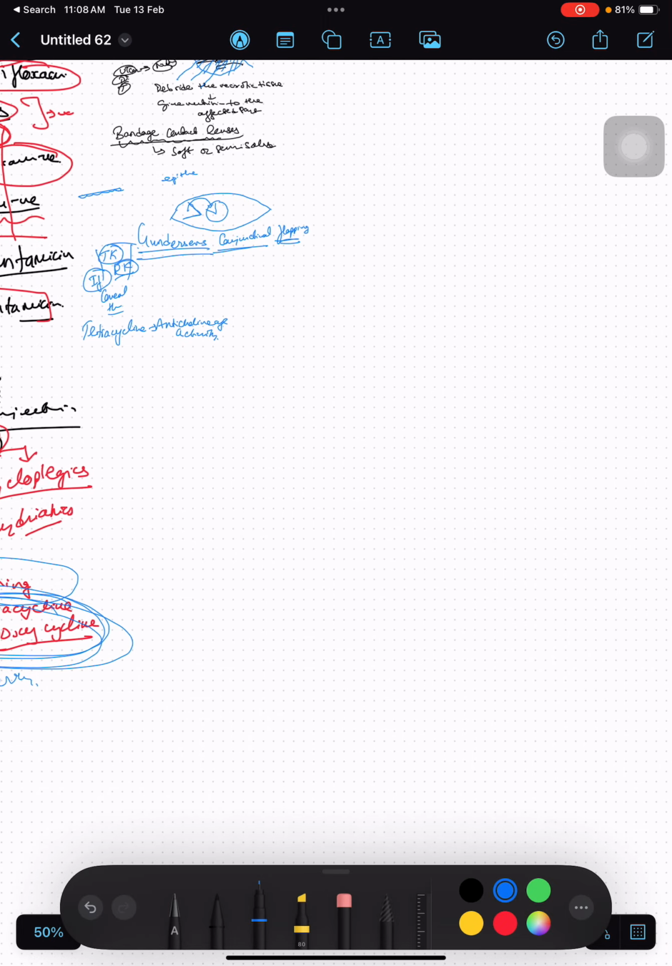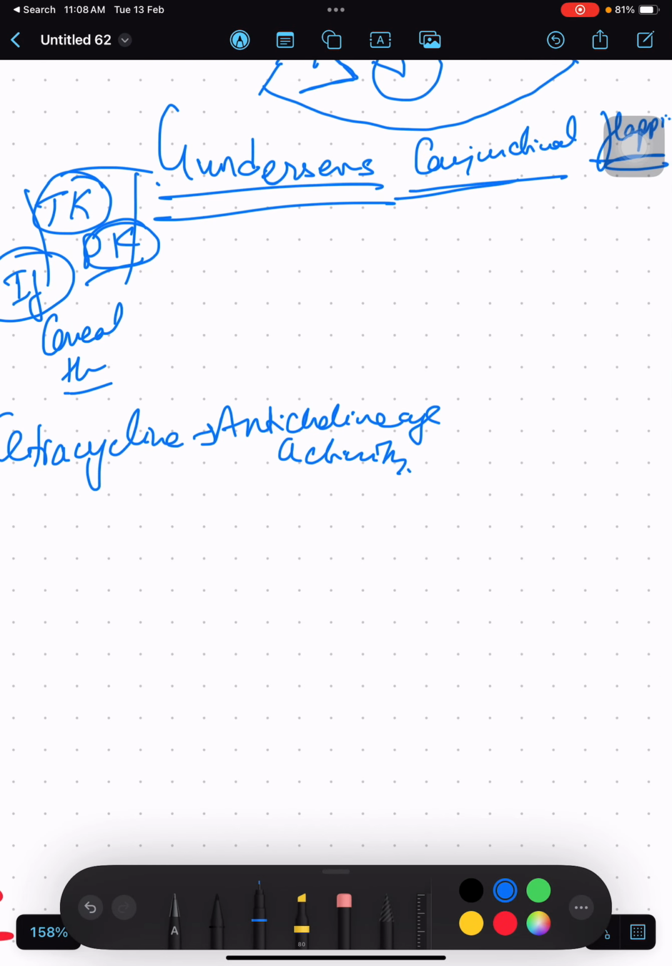Okay, and so if there are impending signs of perforation, what does that mean? What do you mean by impending signs of perforation? That means it's about to get perforated, but it has not yet perforated. Okay, it is about to get perforated.